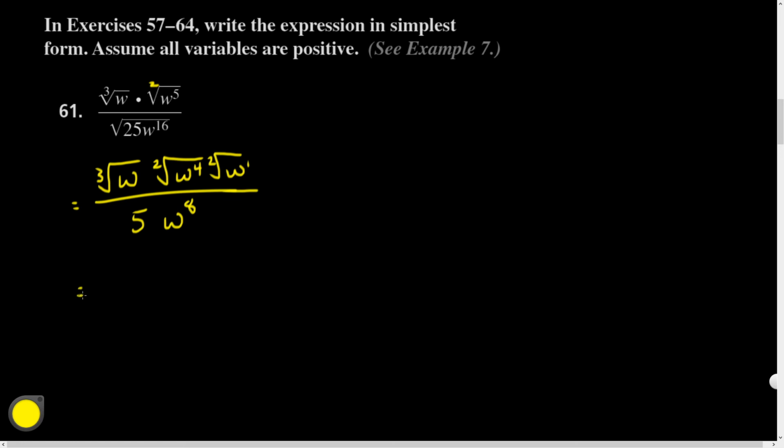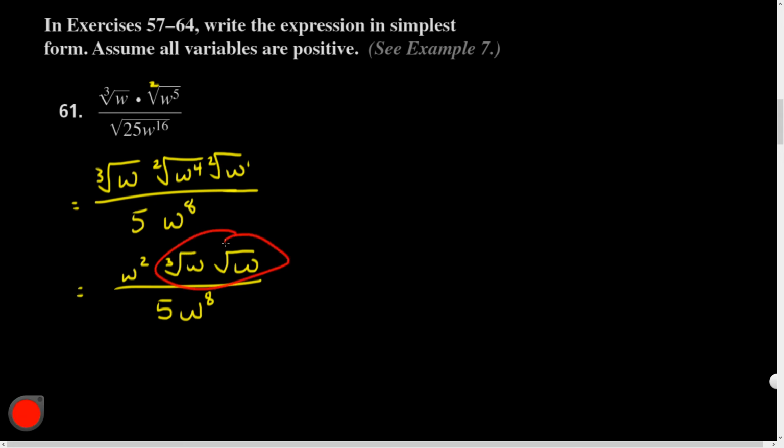Let's keep going. What do I got? Oh, this can be simplified. The square root of w to the 4th is w squared, times the cube root of w, times the square root of w, all over 5w to the 8th. It feels like you want to combine them so bad, but they're different indices, so you can't. That does not apply.